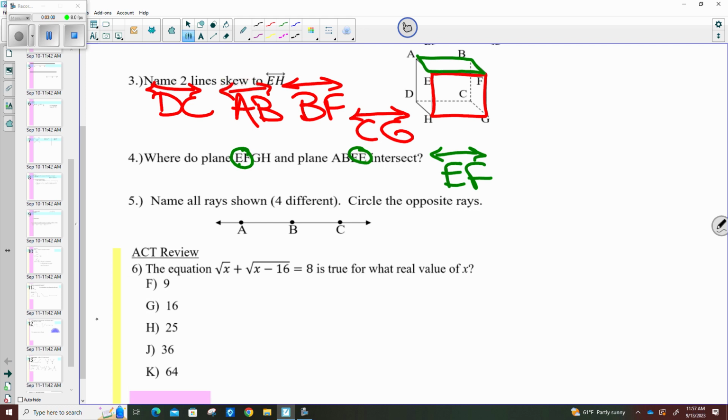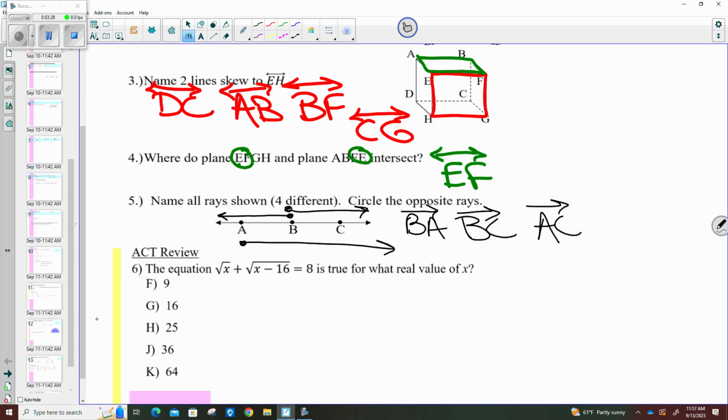Give me a ray. BA. Rays need to have that ray symbol or that arrow over the top. I'm just going to put a mark over here. We did BA. What else? Somebody else talk to me. BC. So starting in B, going past C. Okay, give me another one. Say it again. AC. Starting at A, going past C.